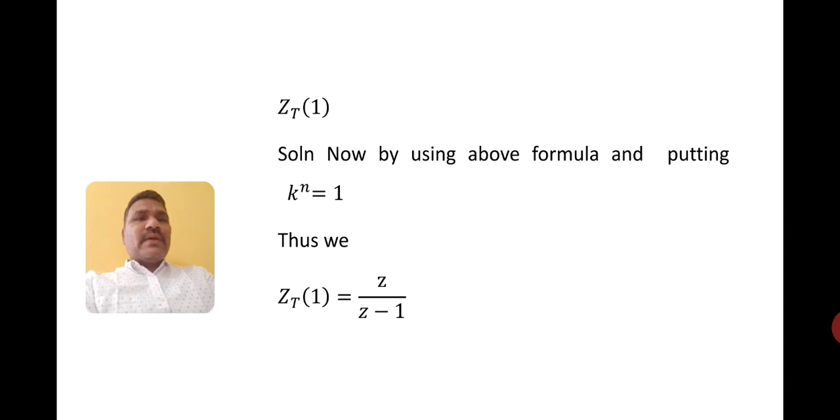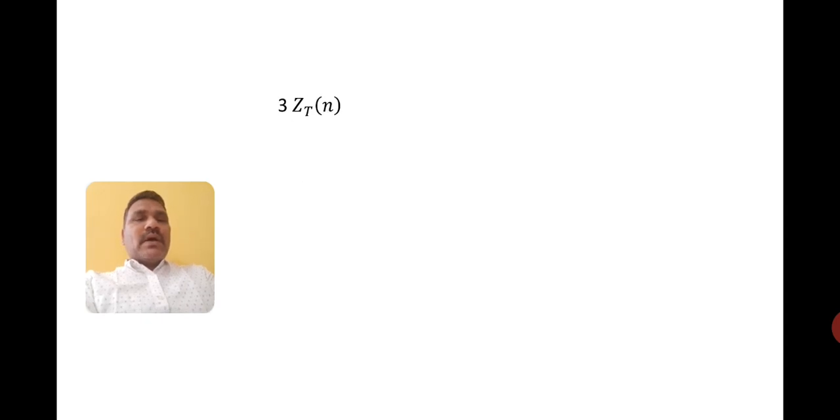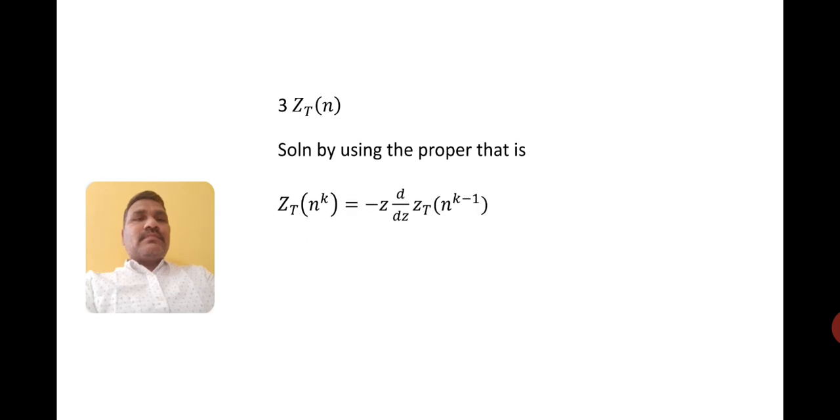Wherever k to the power n is there, I am going to put it as 1, so it looks like z by z minus 1. Now, the z transform of n. We are using the property, the theorem result we did just before coming to the examples.